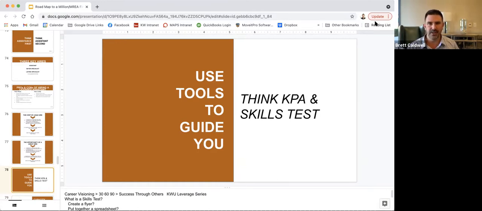When you take the Leverage Series, which is career visioning, 30-60-90, and success through others, they tell you 25% of the decision should be based on behavior. Well, that's still a big chunk. In my experience, behavior tends to be an early indicator of a great hire and an early indicator of success. All that being said, it's only 25% of the decision, and there are lots of other things involved, like track record and all that stuff.